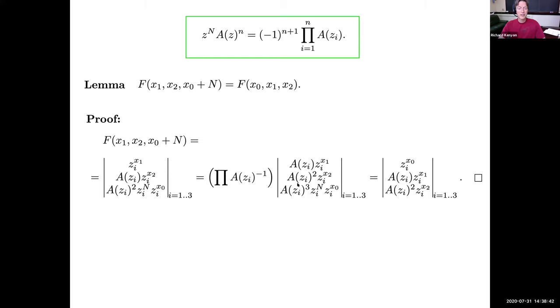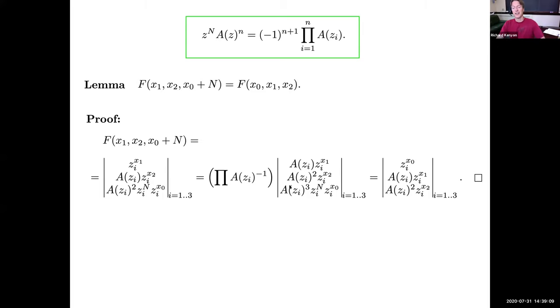Anyway, I got from this line to this line. Now what do I do? Well, if you look down here at this last entry, a of zi cubed zi to the n, that's exactly the left-hand side of the beta equation. So I can replace that with the right-hand side. And what happens if I replace it with the right-hand side? Well, the right-hand side is independent of i. It's a product over all i's.